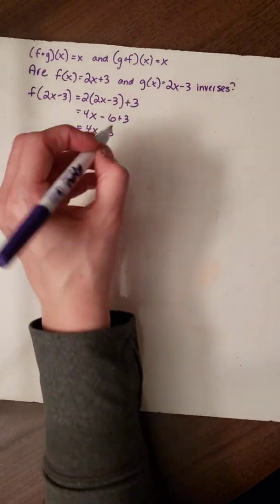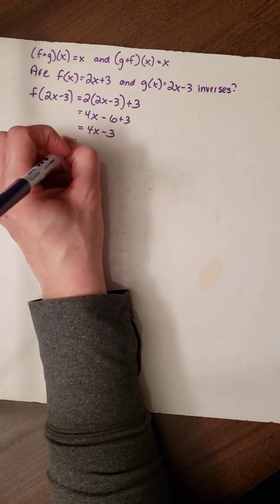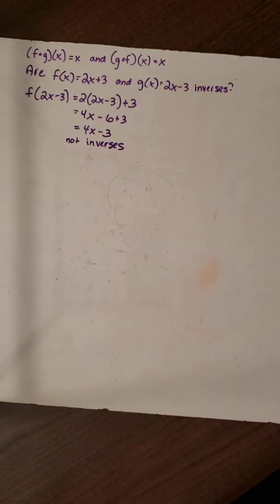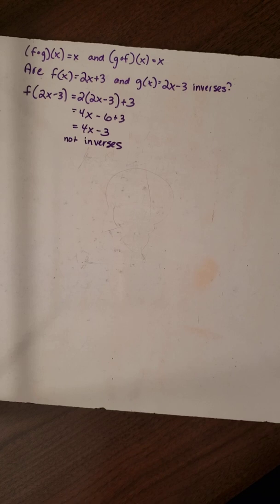Because that happened, you can just stop right now and say not inverses. Don't even keep going. It doesn't matter. It has to work both ways. So if it doesn't work one way, you're done.